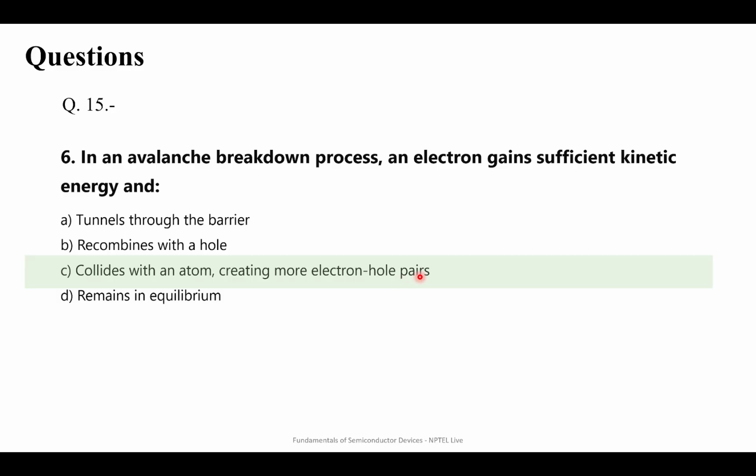they will further collide with another atom to create more electron hole pairs, and this way you will get a huge number of electron hole pairs, which will lead to a high current. This is avalanche breakdown, and the tunneling through the depletion region is your Zener breakdown process. So Zener breakdown only occurs in a very highly doped PN junction diode where the depletion region is very narrow, so that it allows tunneling.